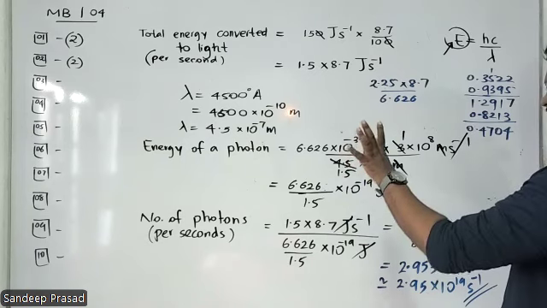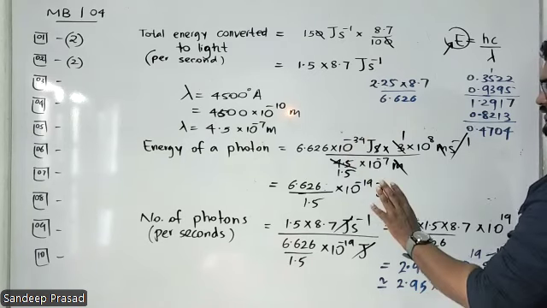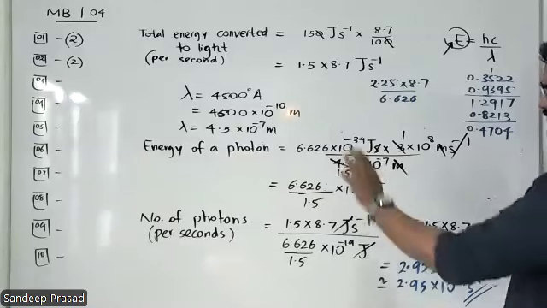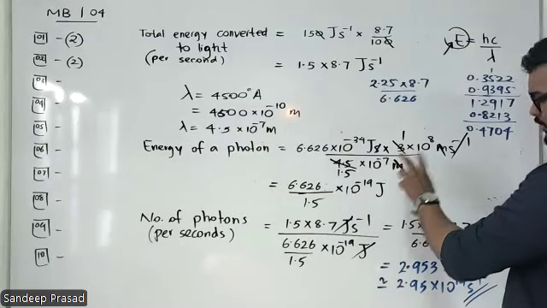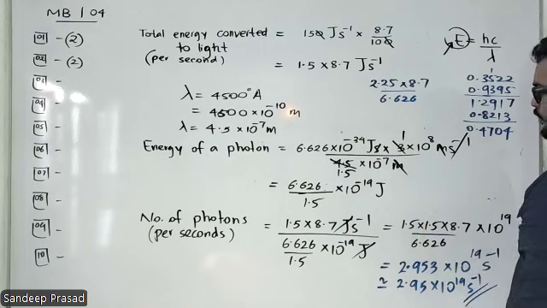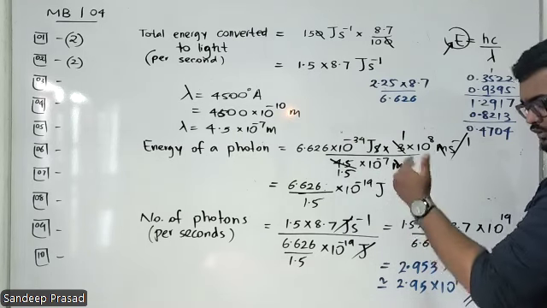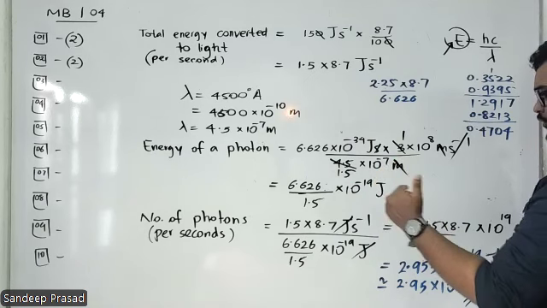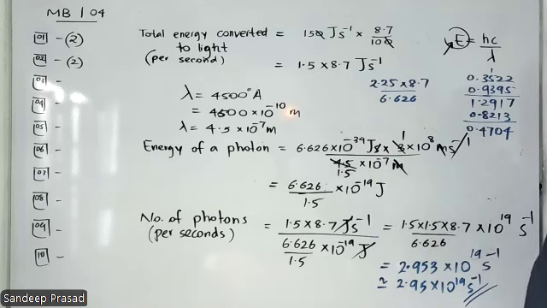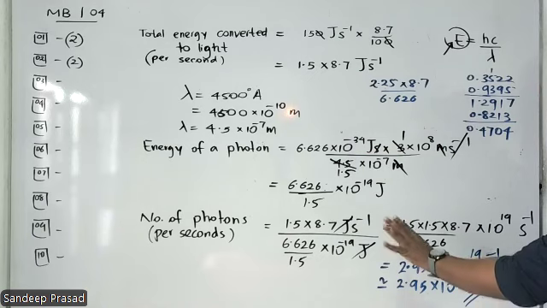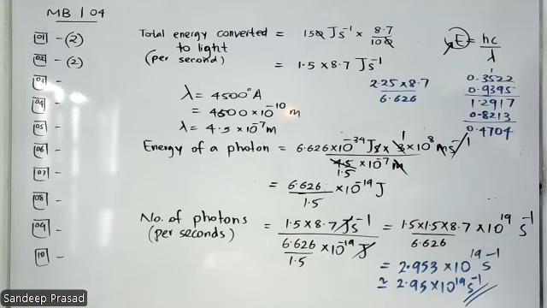Then they have given the wavelength of that light, 4,500 angstroms. So therefore, about 4.5 × 10^-7 meters. Using that one, we can find out the energy of a photon. And this is the total energy emitted per second. So when you divide the total energy by energy of a photon, you can obtain the number of photons. It's a very simple idea. We have discussed this idea in the exercise questions also, right?